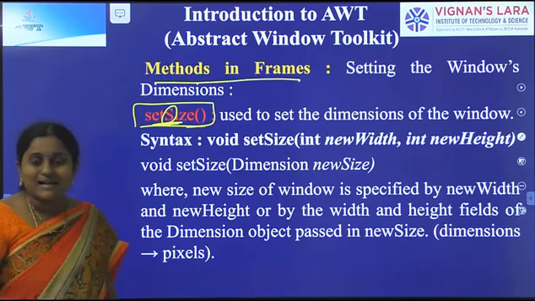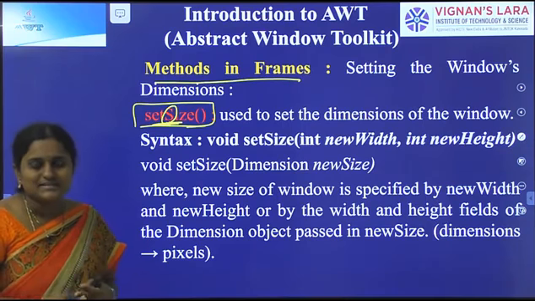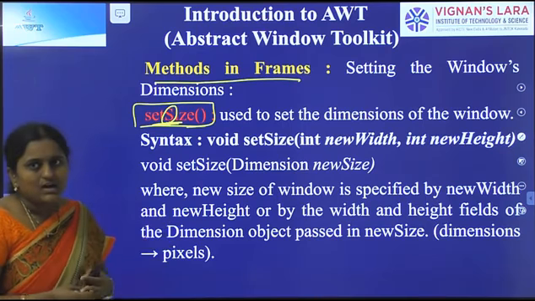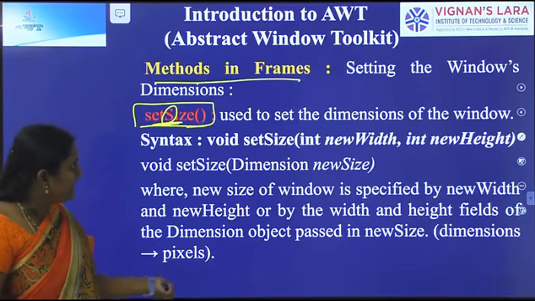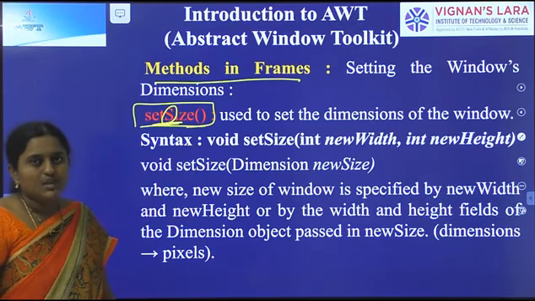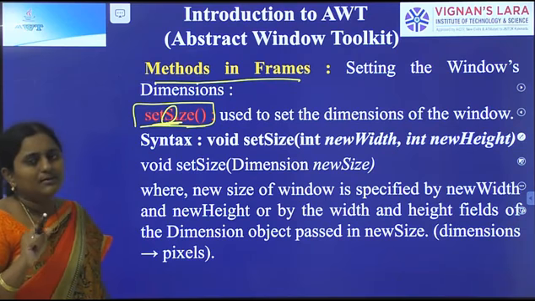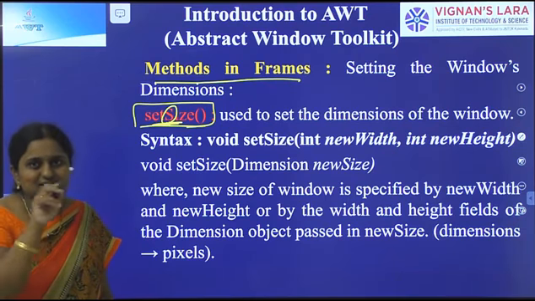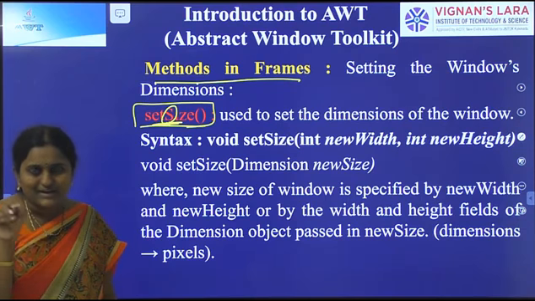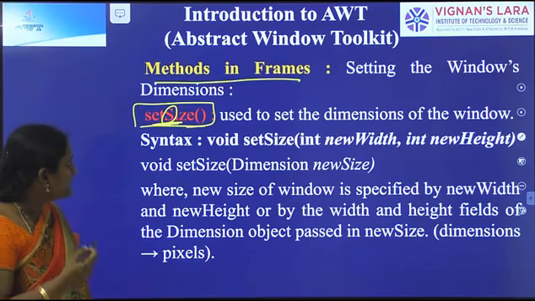Every class contains a number of methods, but why are they necessary? What is the need of those methods? Let us see one by one. The setSize method is used to set the dimensions of the window, meaning pixel values, x coordinate and y coordinate. Whenever we want to set the dimensions of the frame, we can use the setSize method.